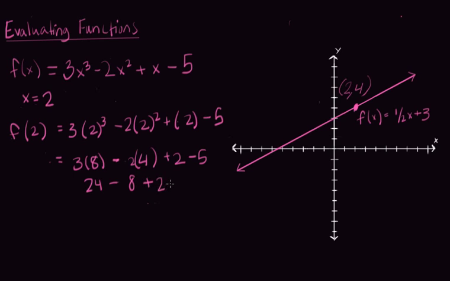So 24 minus 8 is 16, plus 2 minus 5. So 16 plus 2 is 18, minus 5 is 13. So 13 is the answer when we evaluate those. And then if you were to graph this, the ordered pair (2, 13) would appear on your graph. That's it.